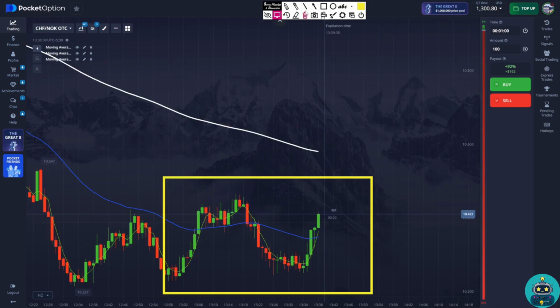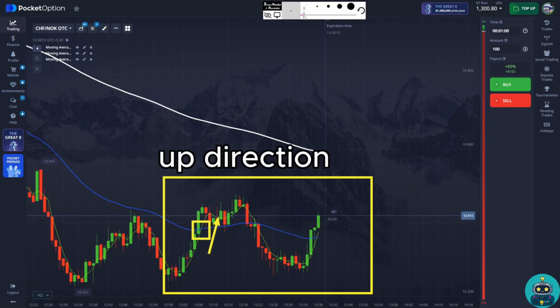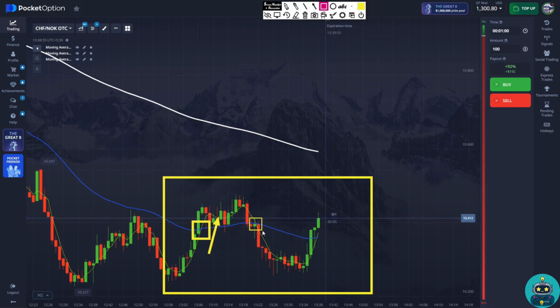Okay, here you can see, in this specific area, this green color line crossed the blue color line in the upward direction. So we can take a trade here for the up direction of 1 minute. Here, the green line crossed the blue line in the downward direction, which means you can take a trade here for the downward direction of 1 minute.